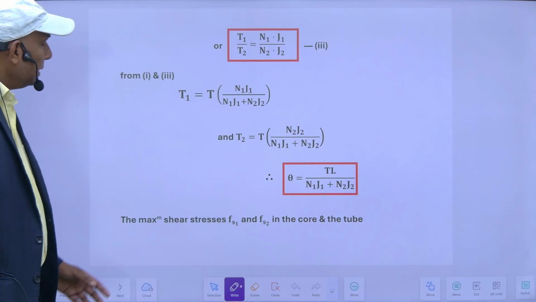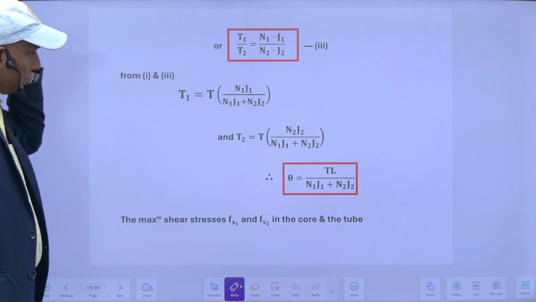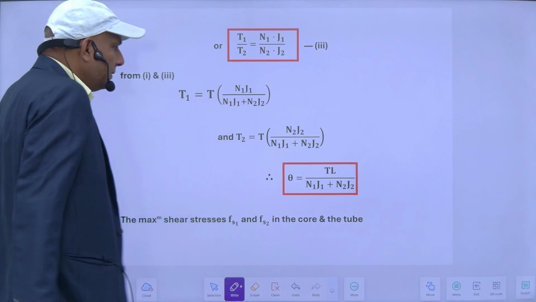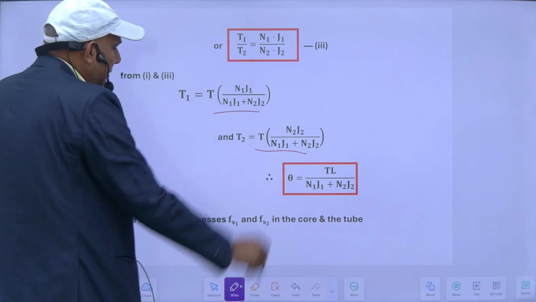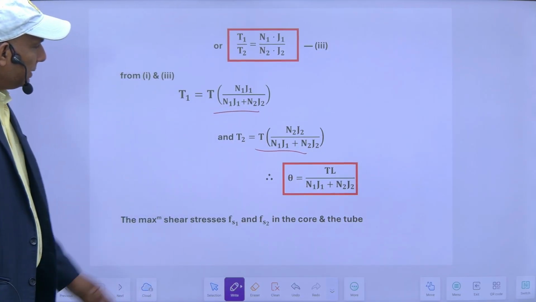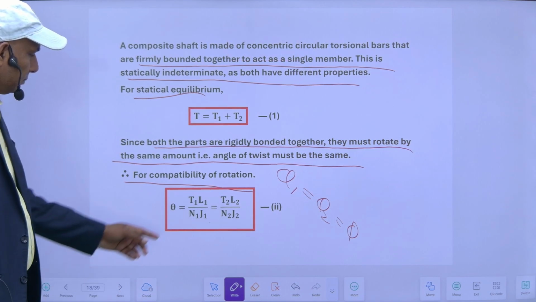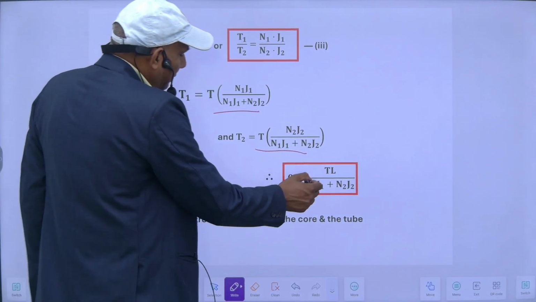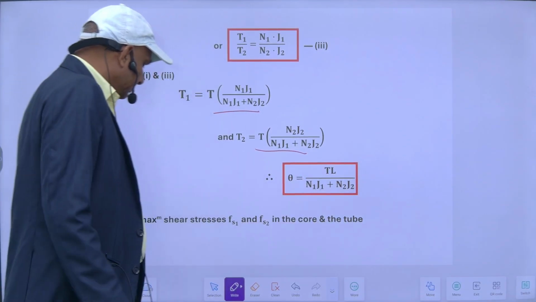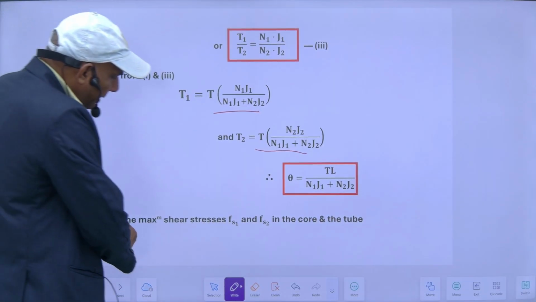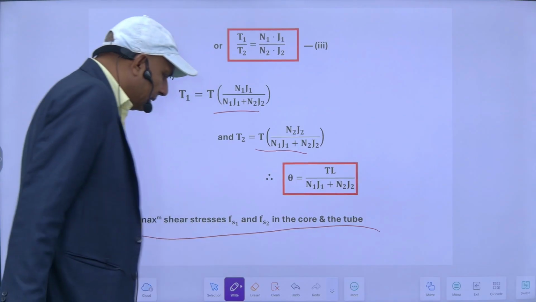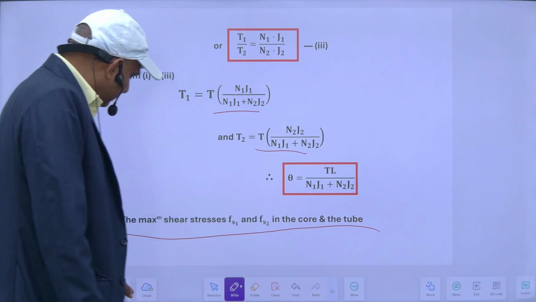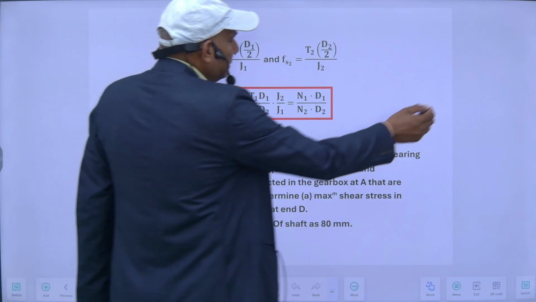So T1 upon T2 is equal to this one. So from 1 and 2, if I solve this, T1 will be this one and T2 will be this one. After putting the T1 and T2 values here, I can find my theta. So theta will be TL upon (G1 J1 plus G2 J2). If I want to know the maximum shear stresses Fs1 and Fs2 for the core and the shaft, then it will be equal to this one.